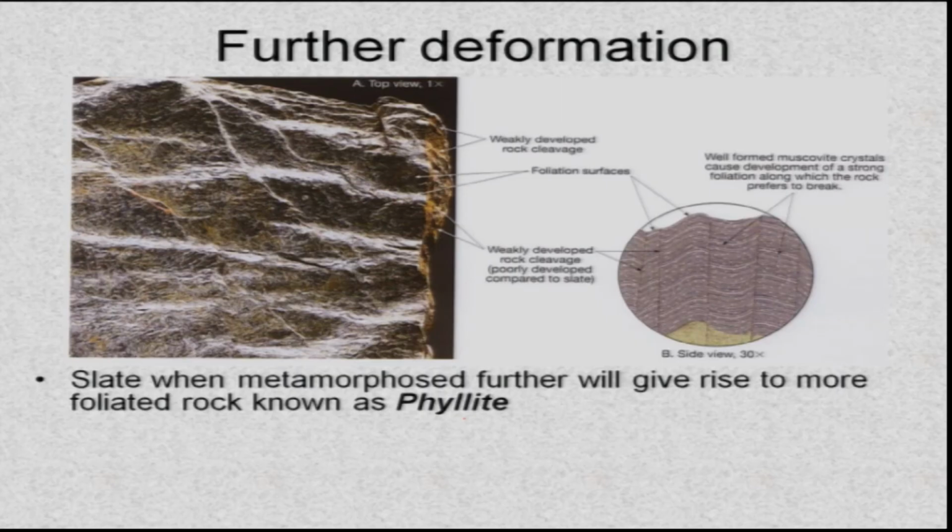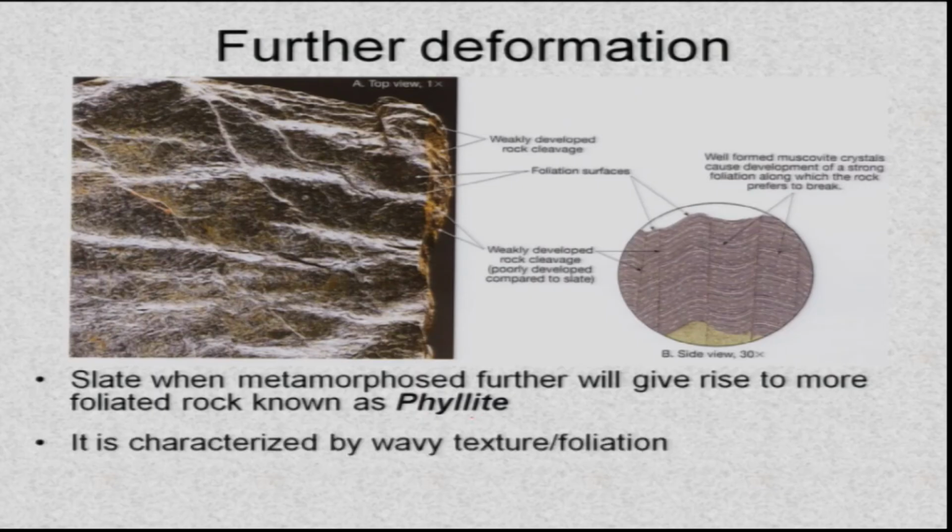So first you have shale, a sedimentary rock subjected to low grade metamorphism, which will result in the formation of slate, and slate metamorphosed further will result in the formation of phyllites. It is characterized by wavy texture or foliation. So this is typical of phyllitic rocks. You will see these wavy structures if you look at the hand specimen.